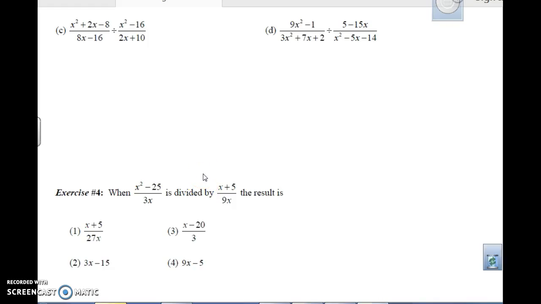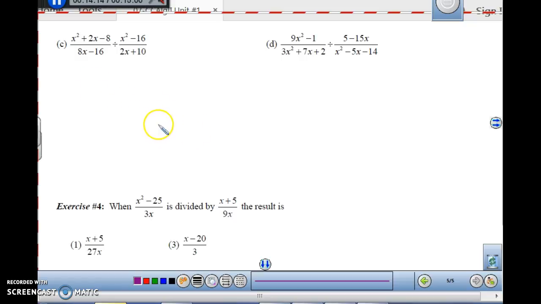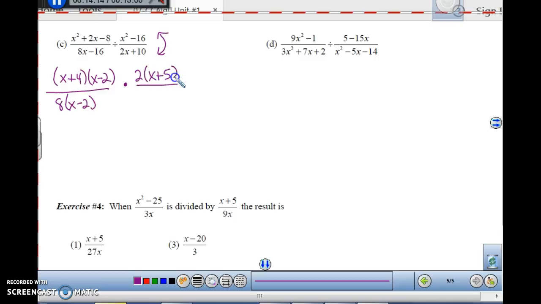Now with the polynomial ones, I'm going to save myself a little time. I'm going to factor as I go. X squared plus 2x minus 8 will factor as x plus 4 times x minus 2. 8x minus 16 is 8 times x minus 2. Remember, I'm going to flip this, so I'm going to multiply, and then 2x plus 10 is going to be 2 times x plus 5. And then x squared minus 16 is x plus 4 times x minus 4.